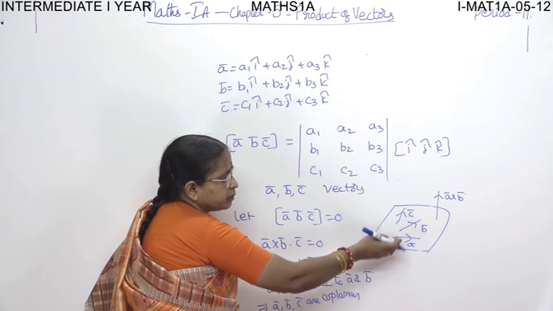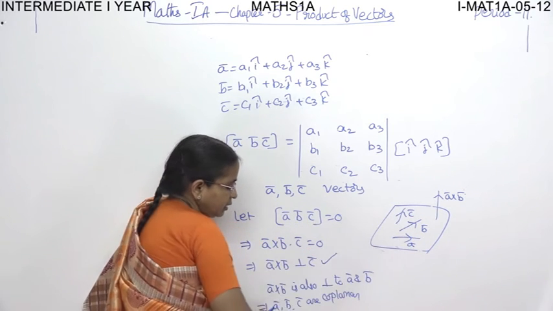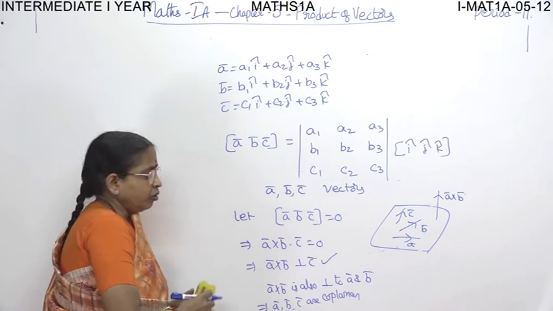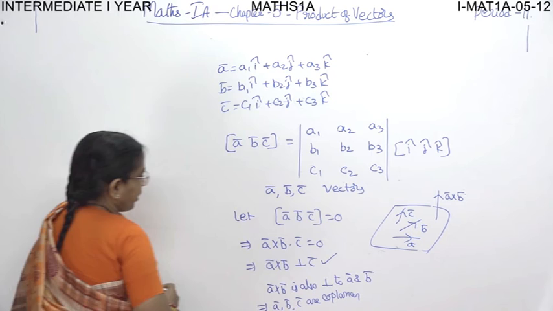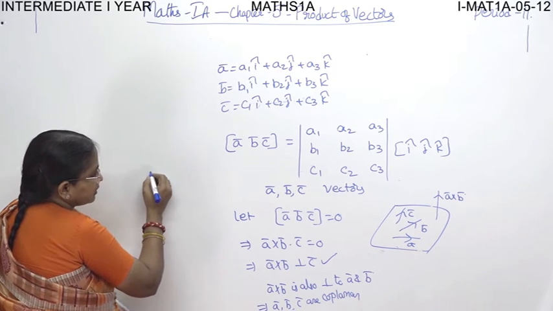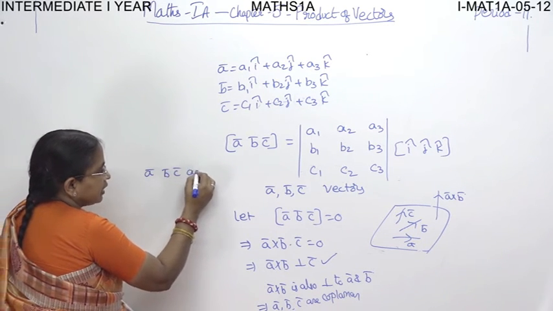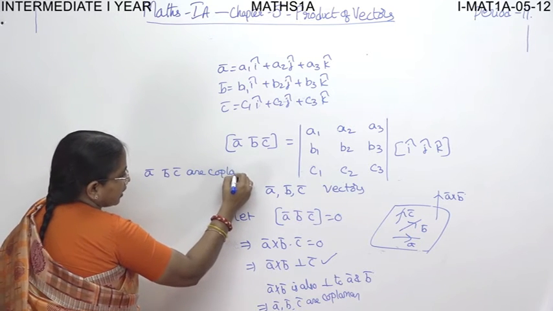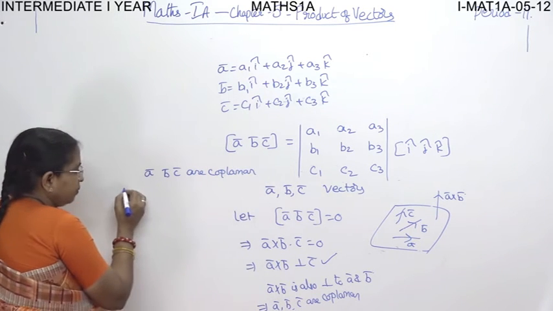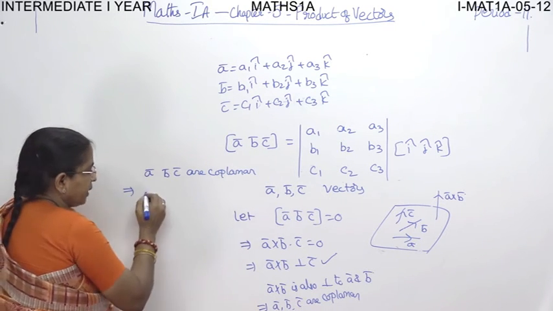When is this possible? When all the three are in the same plane, when A, B, C are coplanar. So this is the if part. Now the only if part is like this. Suppose that A, B, C are coplanar. Then it implies that they all lie in the same plane.